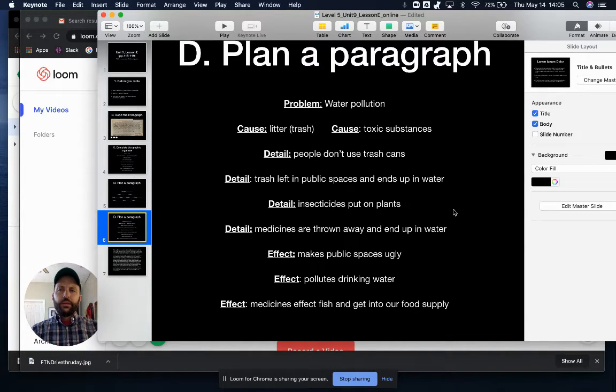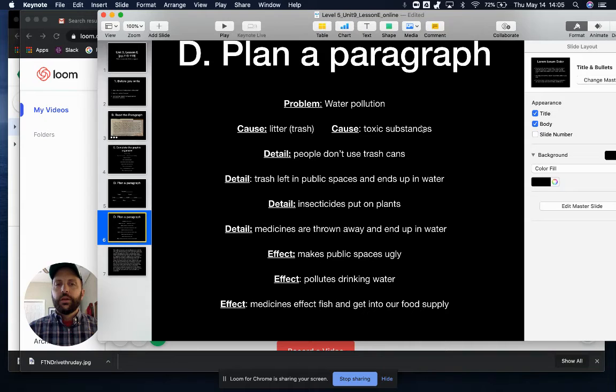And the problem I wanted to write about is water pollution. Okay. So what's one cause of water pollution? I thought litter or trash. Litter is another word, if you don't know, for trash. Sometimes you may see on the side of a trash can or a sign in a park or somewhere it says don't litter. That means don't throw your trash on the ground. Put it in the trash can. Okay? So one cause of water pollution is litter or trash.